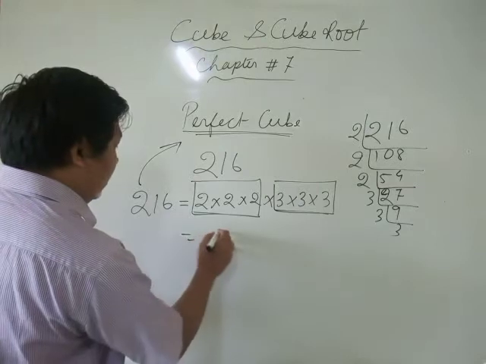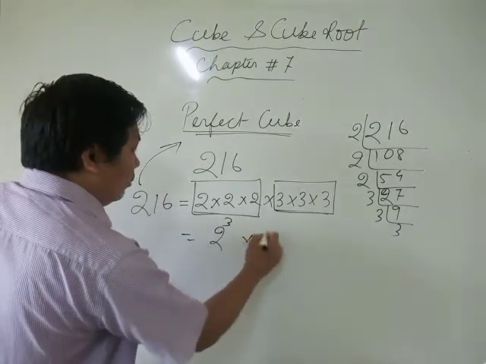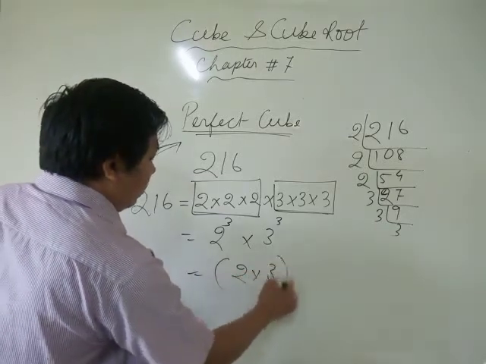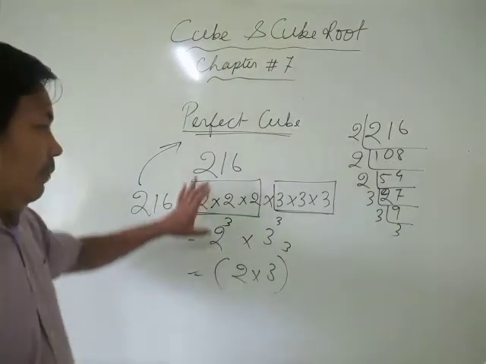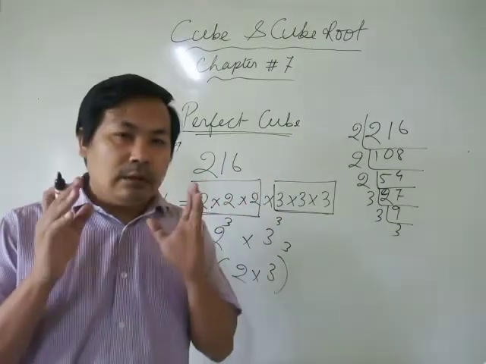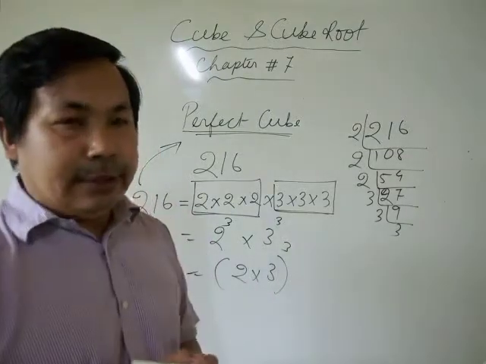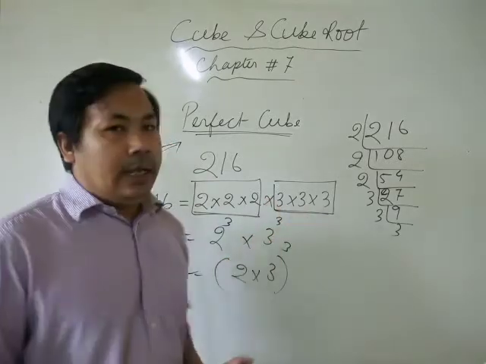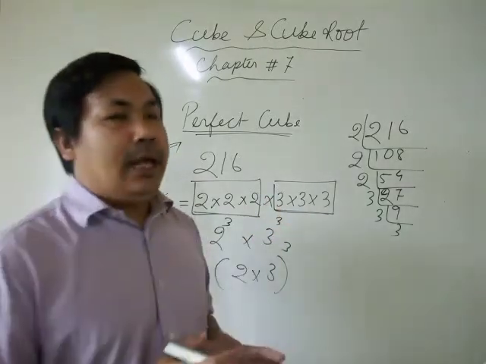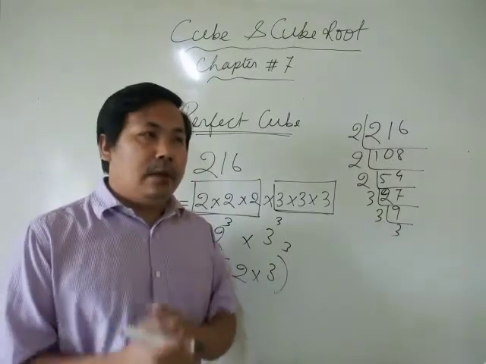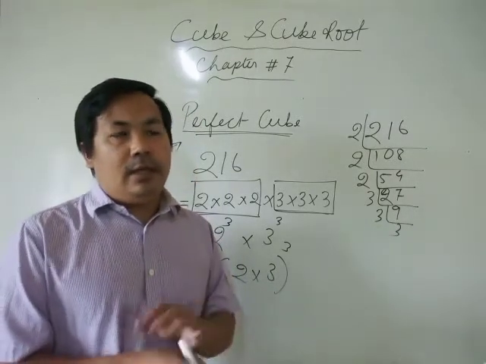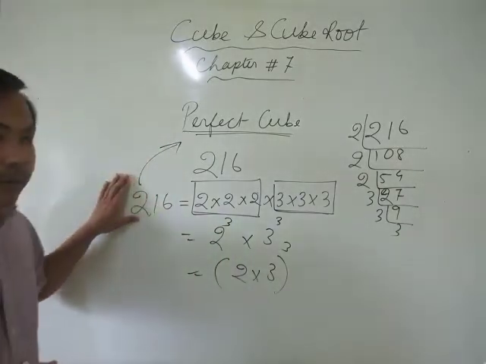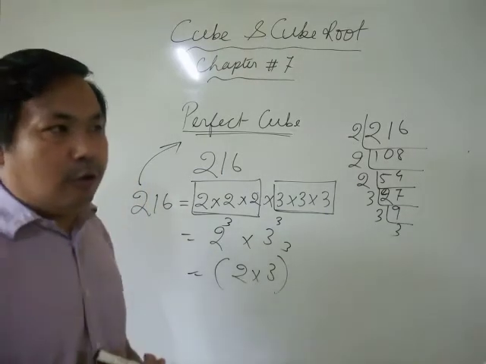So like this, 2 to the power 3 into 3 to the power 3. Then we can write it as 2 into 3, to the power 3. That is, the prime factors can be grouped into threes. See here, 2 appears 3 times, and 3 also appears 3 times, and we can group them as groups of 3 numbers. So if we can pair the factors as groups of 3, then the number is a perfect cube. This is how we can check whether it is a perfect cube or not. Okay, clear?